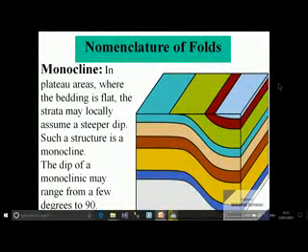Monocline. In plateau areas where the bedding is flat, the strata may locally assume a steeper dip. Such a structure is a monocline. The dip of a monocline may range from a few degrees to 90 degrees.